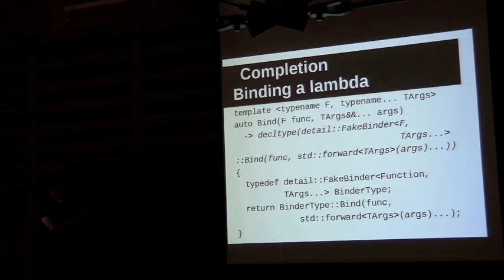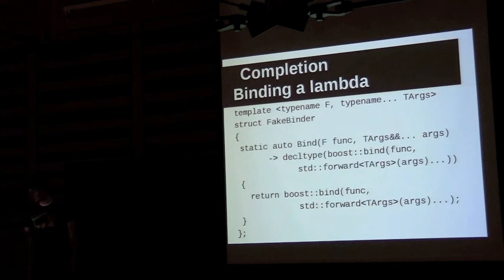So here's what the bind function looks like. What we're doing is basically saying we're going to take whatever is in here, and then we're going to return you the declared type of some fake binder in this bind function. That's weird. And so basically we're repeating ourselves again, which is awkward, but we're saying, all right, I want to return this fake binder. So what's a fake binder? Once again, a little ugly with this template with the function arguments.